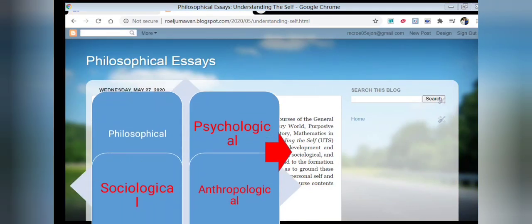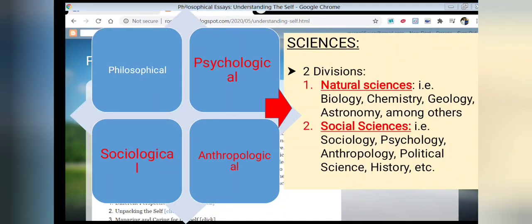In the same way, science is also divided into two major divisions. The first, natural sciences, and we have the following subjects like biology, chemistry, geology, astronomy, among others. And social sciences like sociology, psychology, anthropology, political science, history, among others. As observed, psychology, sociology, and anthropology are part of social sciences.